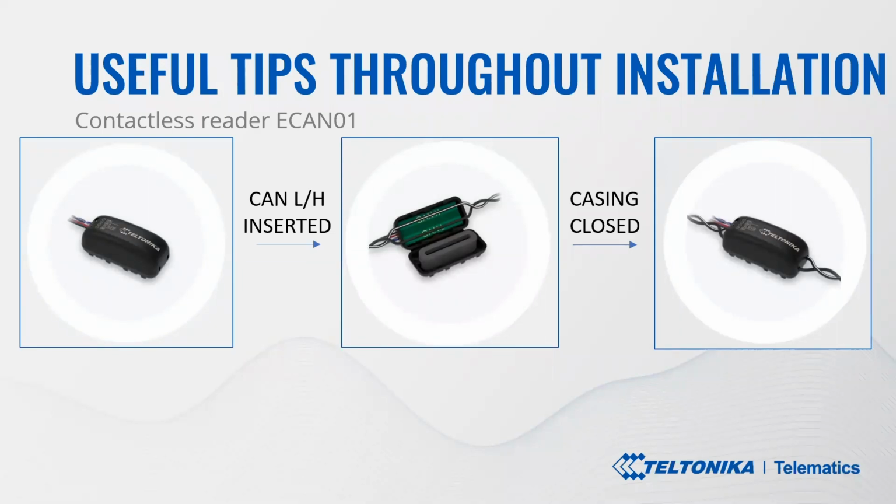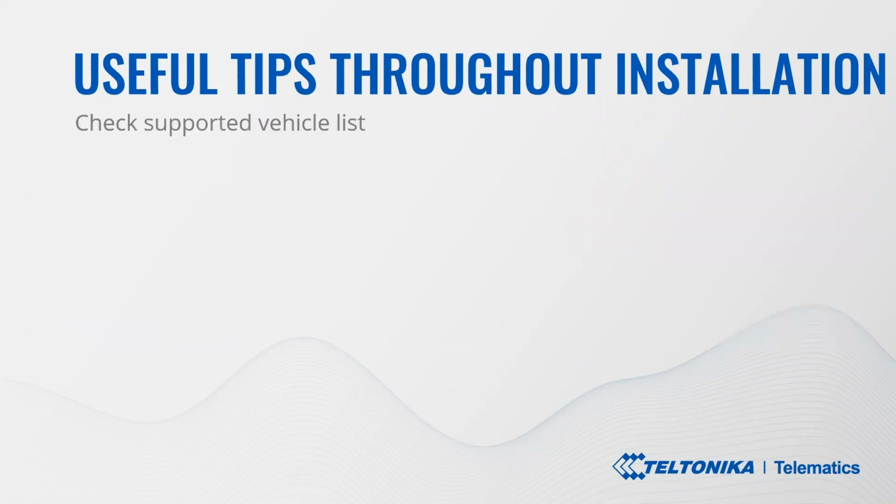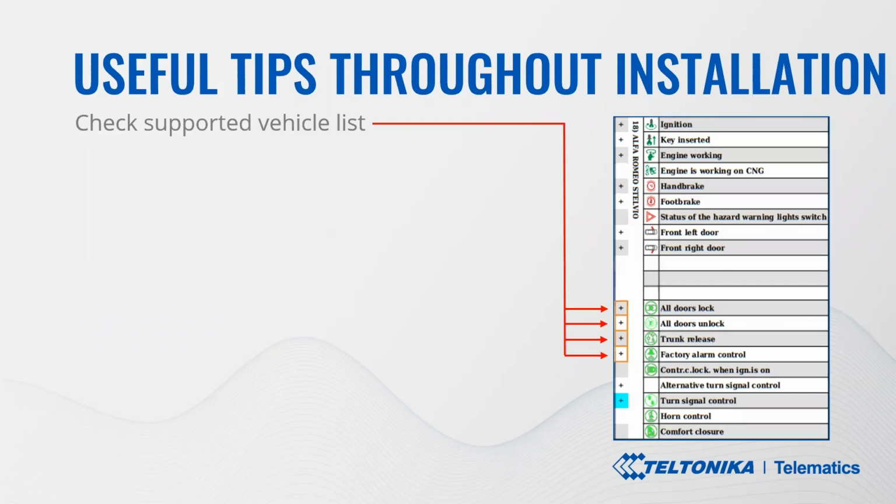Just for example, I will show how the features that may not be available with eCAN are defined in our supported list. So you can check this there. Parameters that are not readable or functions which are not usable with our contactless adapters will be marked with orange. This means that direct connection is a requirement if you want these functions to be available.